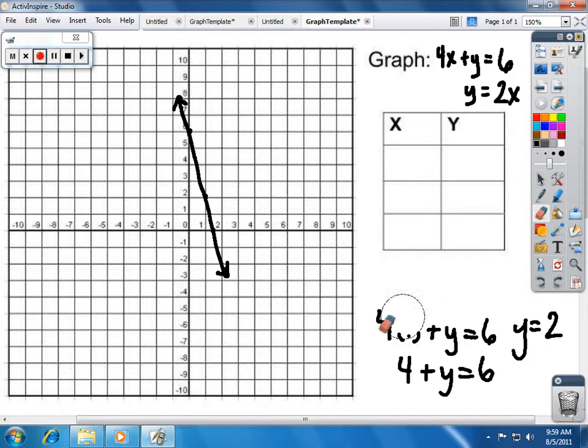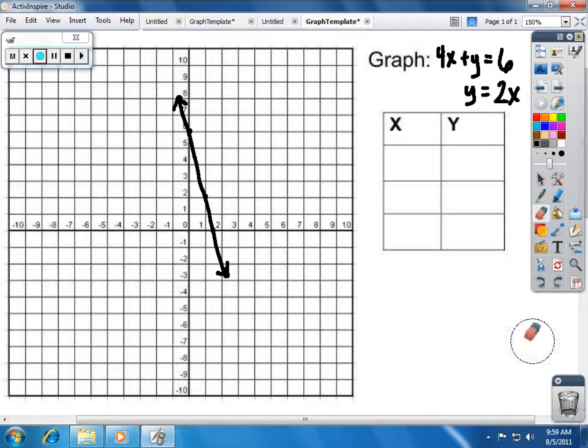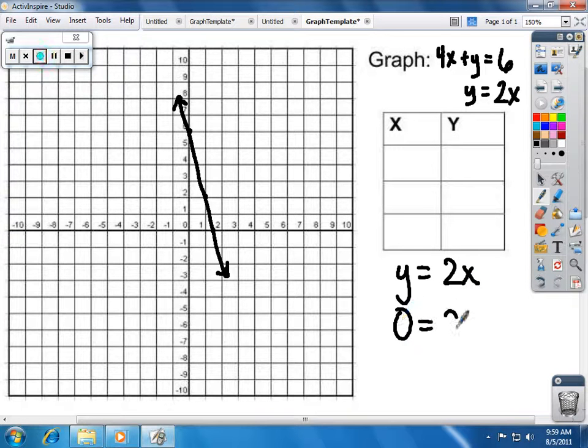I'm going to erase all this. And then we're dealing with y equals 2x. Now, this does throw some people, but just try to bear with me here. So first we're going to find the x-intercept, which we would find by setting y equal to 0. So 0 equals 2x. If we divide both sides by 2, we have 0 equals x. Therefore, the intercept is at 0, 0.